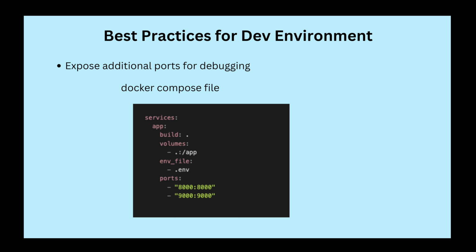Next one is to expose the additional ports for debugging. When developing an application, you might want to use a debugger or other tools that require additional ports to be accessed. So you can expose the additional ports of the container using the ports key. This will expose port 8000 and 9000 of the container and map them respectively to your host machine.